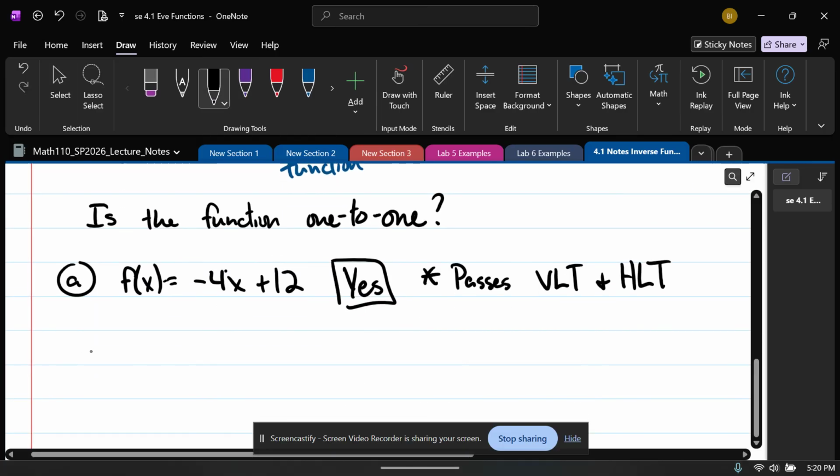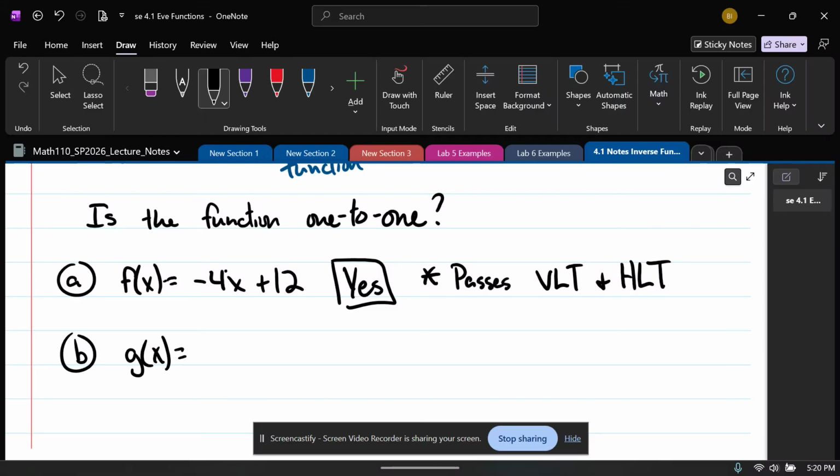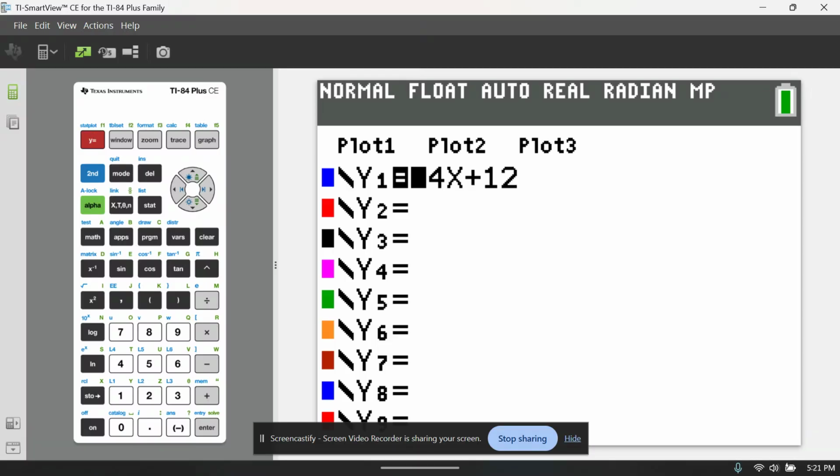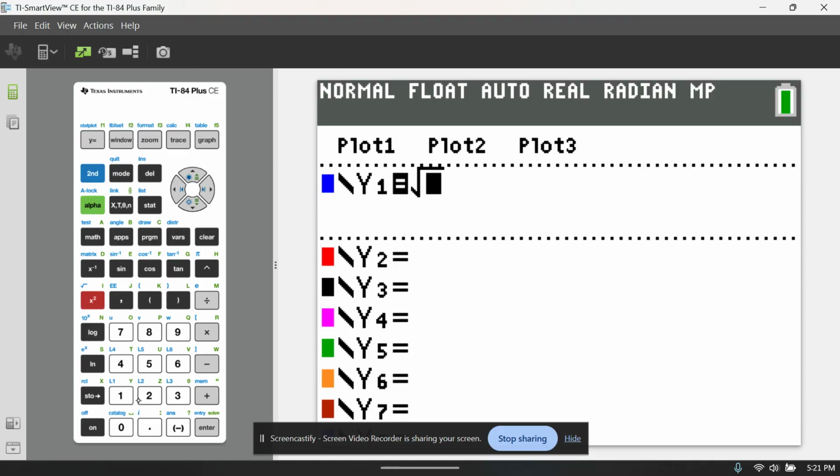Look at example B here. Call this one G of x, just to change the name there. And let's do the square root of 25 minus x squared, so all of that underneath the square root. And we want to test that the same way. I'm going to look at the graph. If it passes the vertical line test and the horizontal line test, it's one-to-one. If it fails either of those, it's not. So I'm going to go to my calculator, go to y equals, get the square root symbol, second x squared, and then 25 minus x squared.